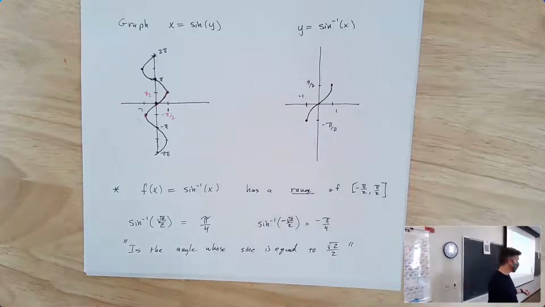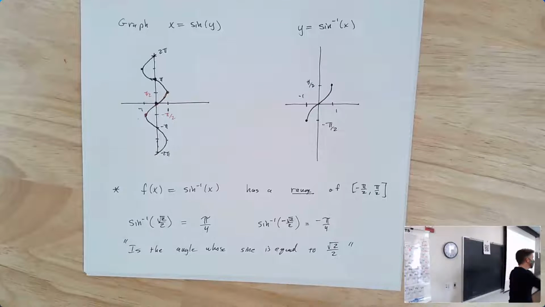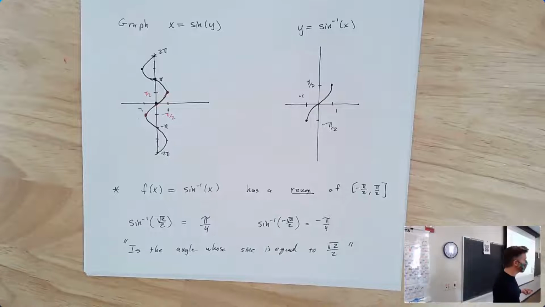Yes, there are other answers, right? Sine of 5 pi over 4 is also negative √2 over 2. Sine of 7 pi over 4 is also negative √2 over 2. But we are all deciding together, or someone has decided for us, and we are going to go along with it, that these are the values we're picking for the inverse sine function. Let me pause for questions.